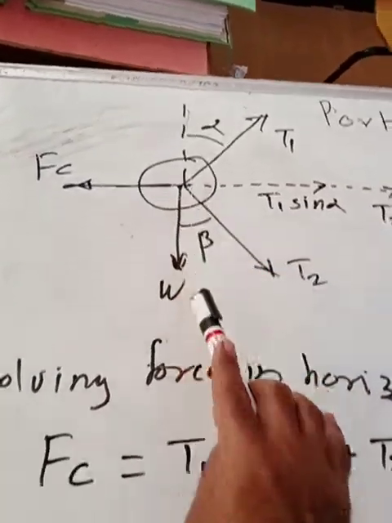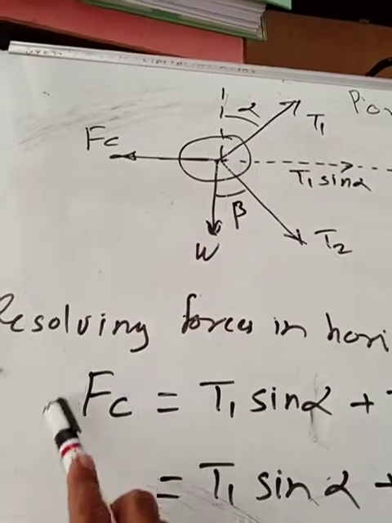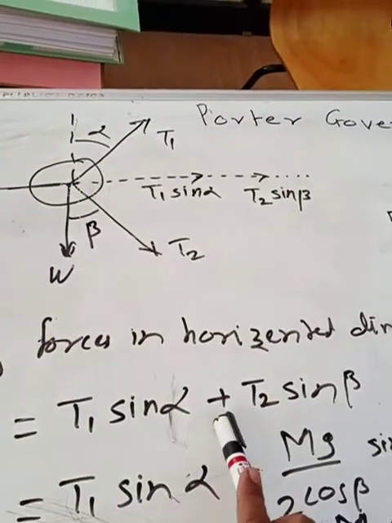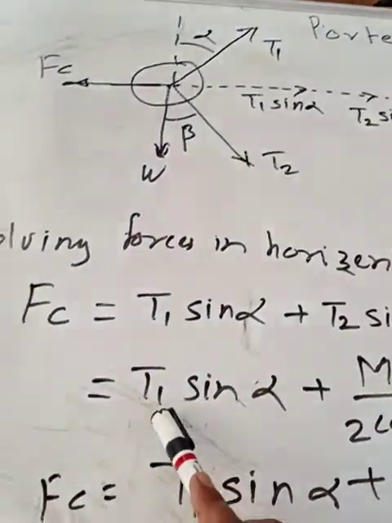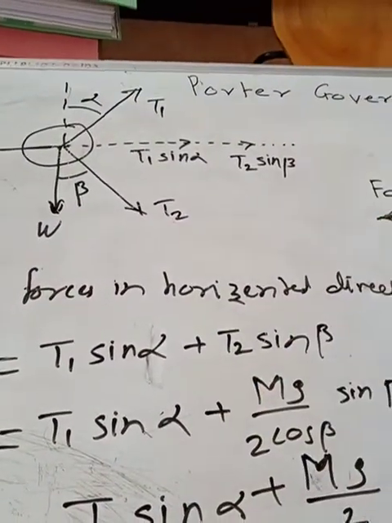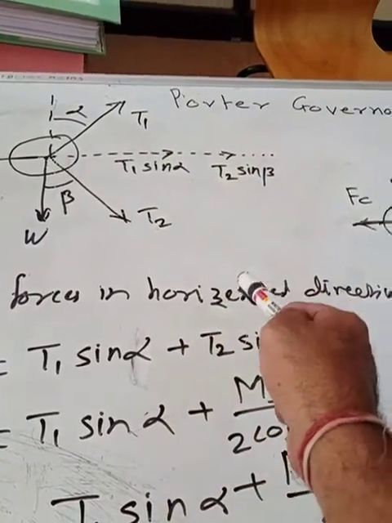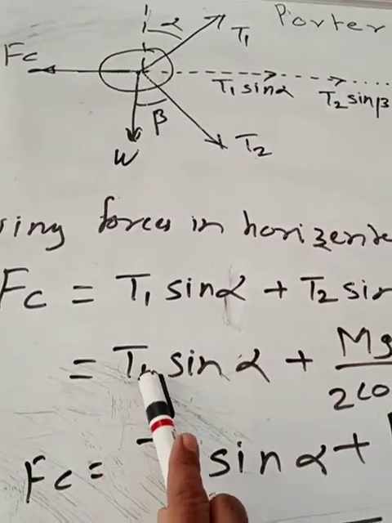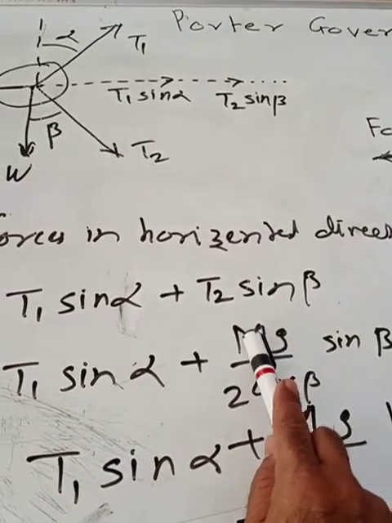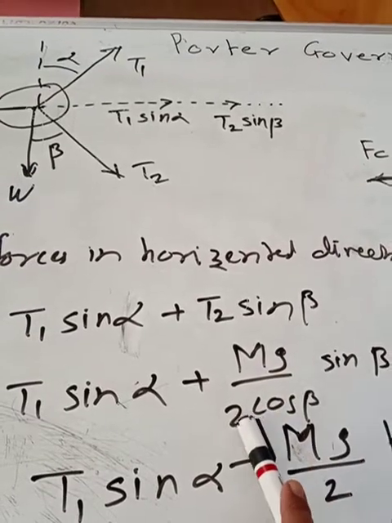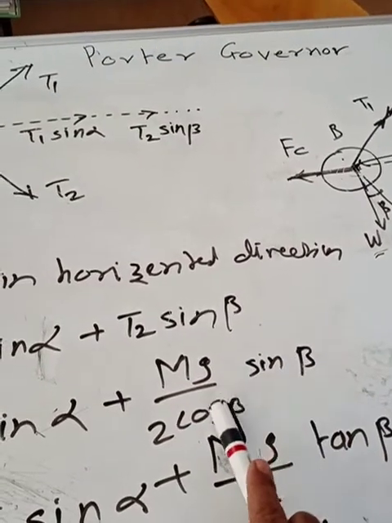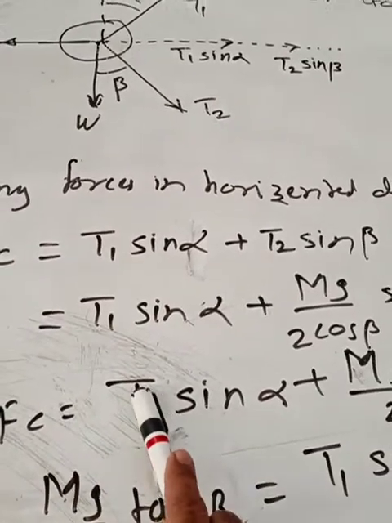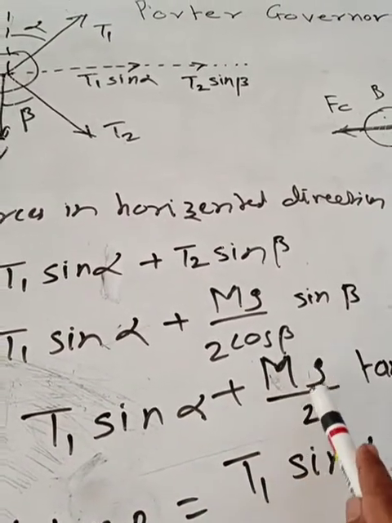So we'll consider the equilibrium here. This is the left force which is acting, that is centrifugal force F suffix C, is equal to T1 sin alpha, the first force, plus T2 sin beta, the second force which is acting. Now we can put the value of this T2 which we have already calculated in equation number 1, that is mg divided by 2 cos beta. So this equation will become T1 sin alpha plus M, that is capital M, central mass, into g divided by 2 cos beta into sin beta. Now for this sin beta over cos beta we can write tan beta. So this equation will become centrifugal force is equal to T1 sin alpha plus Mg divided by 2 into tan beta.